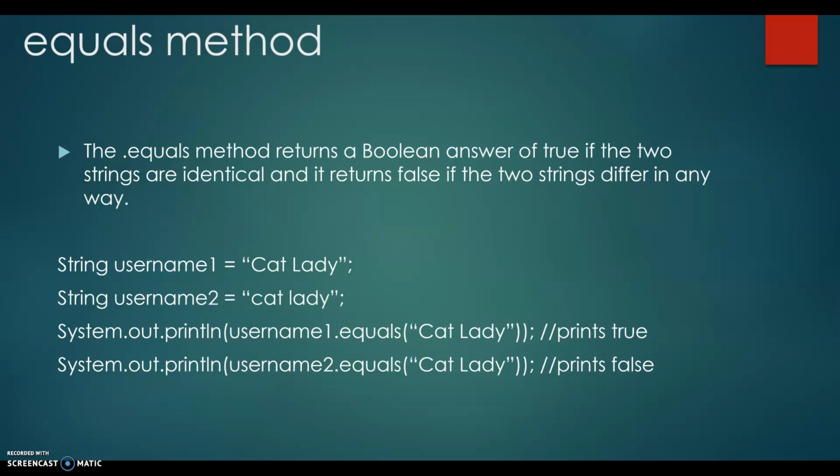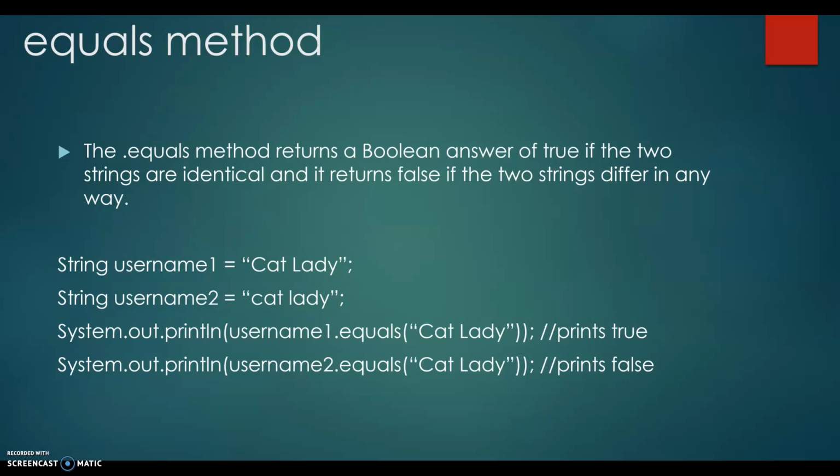The equals method returns a Boolean answer of true if the two strings being compared are identical, or it returns false if the two strings differ in any way. The equals method is case sensitive, so username 1 and username 2 shown on the screen are not equal. You want to be careful though.